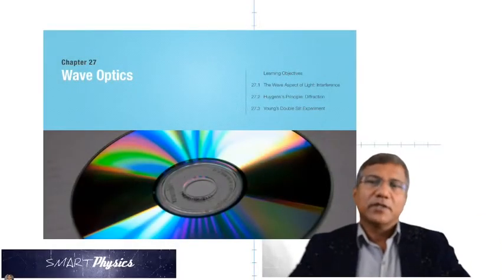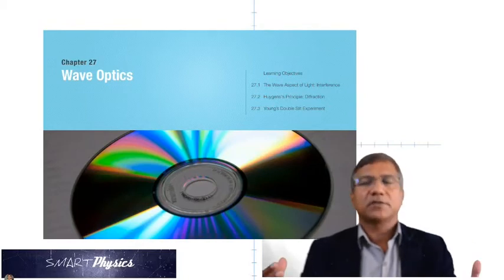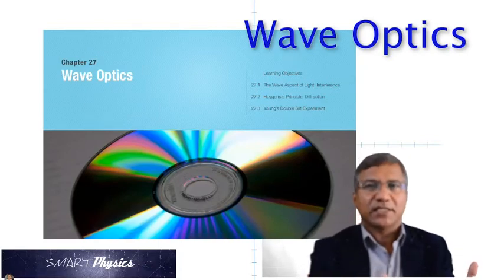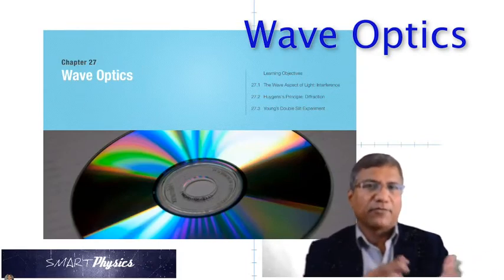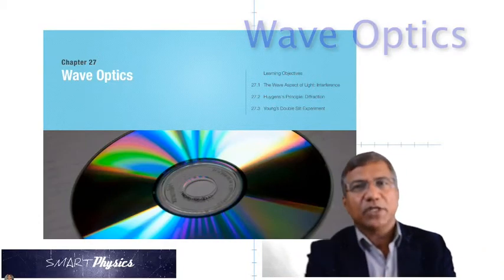So here, the chapter on wave optics, where we talk about why soap bubbles are brilliantly colored in sunlight. Why, if you look at a compact disc reflecting light, it looks colored again. So here we go.